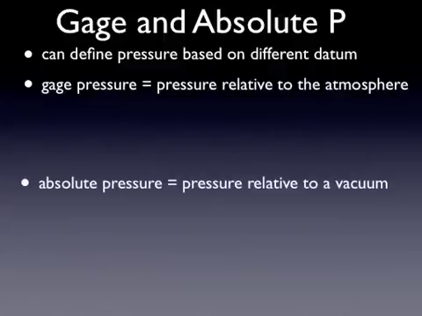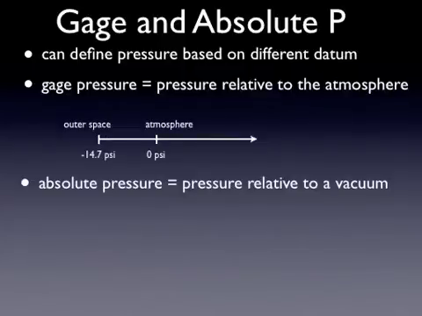But sometimes we need to consider the absolute pressure, and this is the pressure relative to a vacuum. When we talk about atmospheric pressure, for example, we talk about it being 14.7 psi, and that is the actual pressure that our body is feeling from the air around it, and it's relative to the vacuum of outer space.